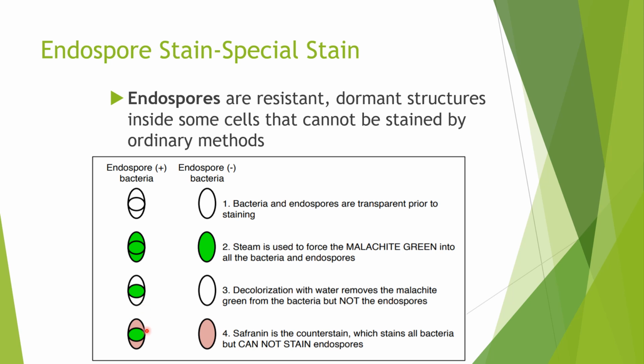Then we want to stain the cell itself. So we add a counterstain, and that's going to be safranin. And safranin is red in color. So what ends up happening is the bacteria is going to be red in color, and the endospore is going to stay green. This one right here, because it doesn't have an endospore, the whole thing is just going to look red.